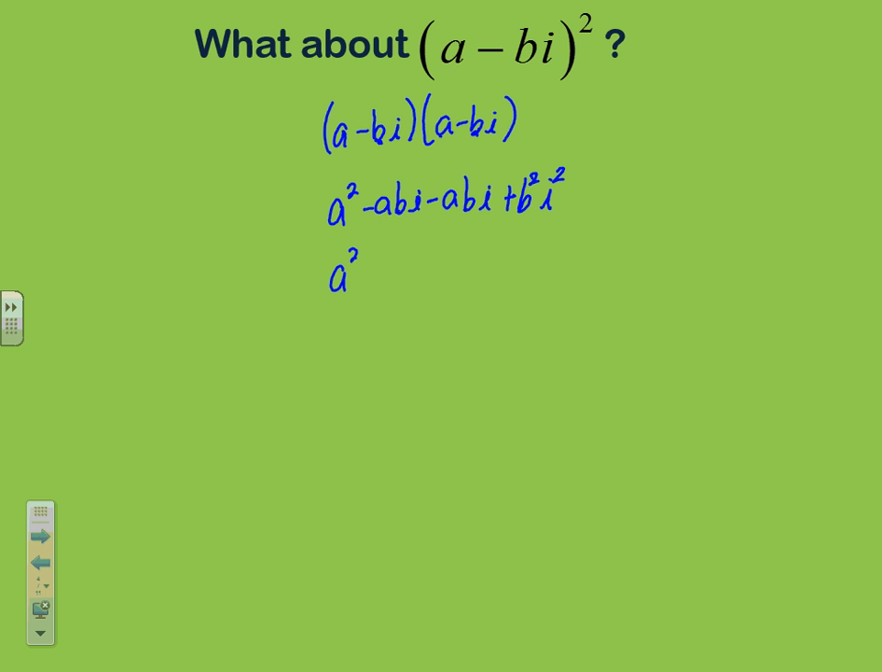Our like terms in the middle, negative ABI and negative ABI will give me negative 2 ABI when we combine them. And so plus b squared, but again, replace the I squared with negative 1. And finally, a squared minus 2abi minus b squared. And so this would be the final expression when I square a complex number where the complex part is being subtracted from the real part.